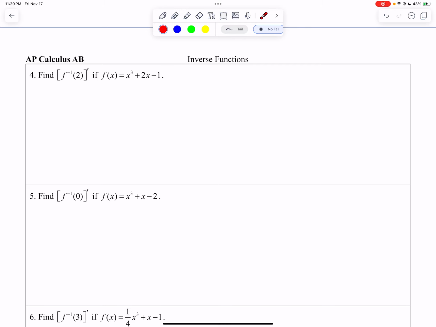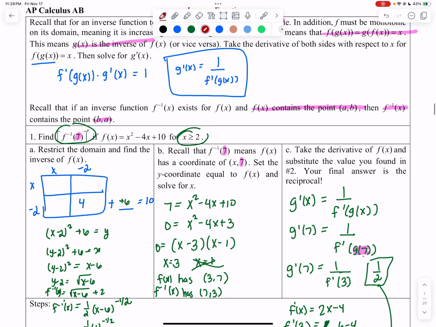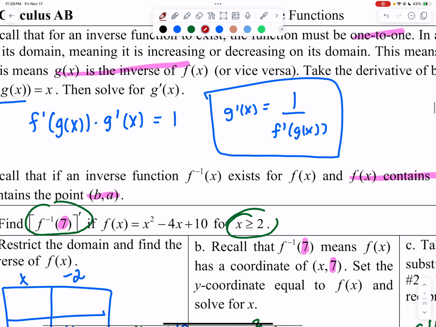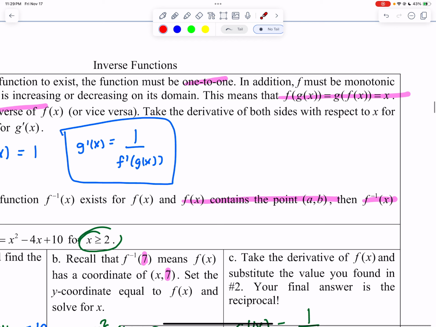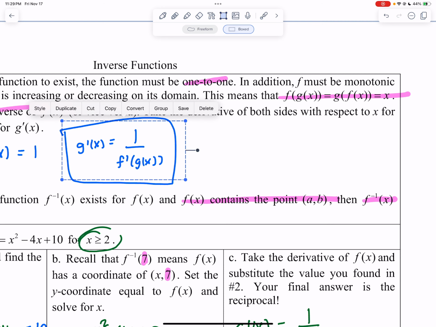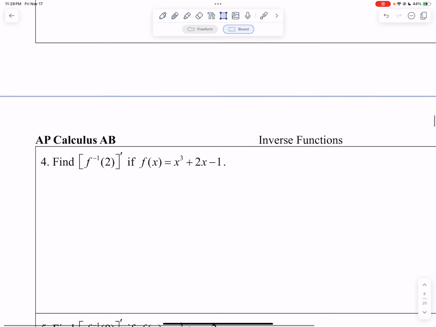Alrighty, in this video, we are going to be talking about inverse functions. And as a reminder, the derivative of the inverse function is g prime of x is equal to 1 over f prime of g of x, given that g of x is the inverse of f of x. And given that, remember that the definition of an inverse function is this right here. So be sure to watch the previous video on how we got this in terms of the inverse derivative, because that's going to be important.